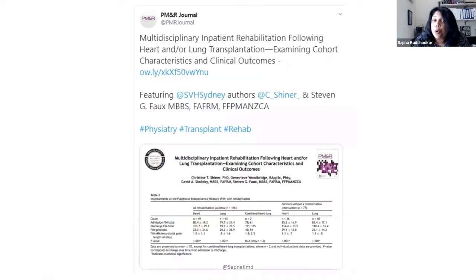I don't know how many of you are interested in inpatient rehabilitation, but clearly this is an inpatient rehab paper that is relevant to the transplant community. So if you're following #transplant, and the people who tweeted this article from the PM&R journal knew to use that hashtag, they can use this for cross collaboration across communities.